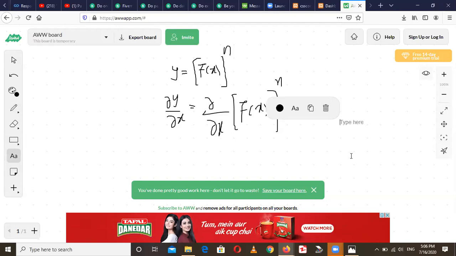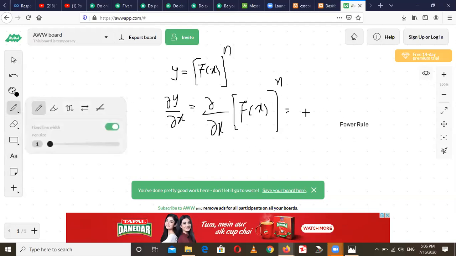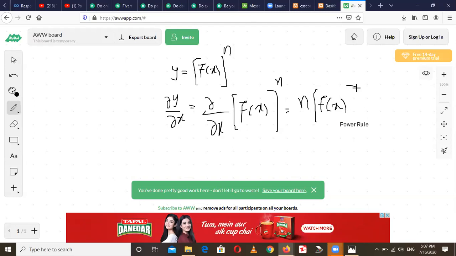Can you tell me more about the power rule? Yes, it is called the power rule. What the power rule states is, look here, that you will move the power forward, and subtract 1 from the power. So I will subtract 1 from the power, and this is called the power rule.